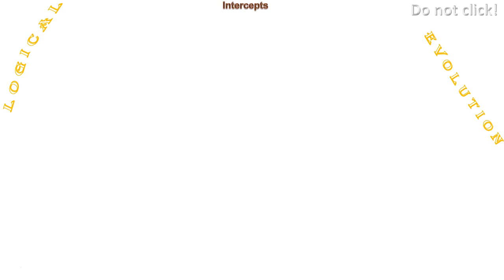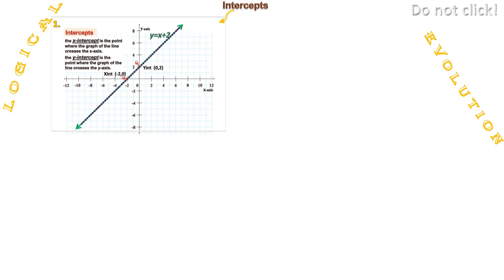Intercepts. Logical evolution. Now we know that a linear equation in two variables has a corresponding graph which is a straight line. And in order to graph a straight line, we need any two separate points. Now we are going to talk about two special points. We will call them intercepts.